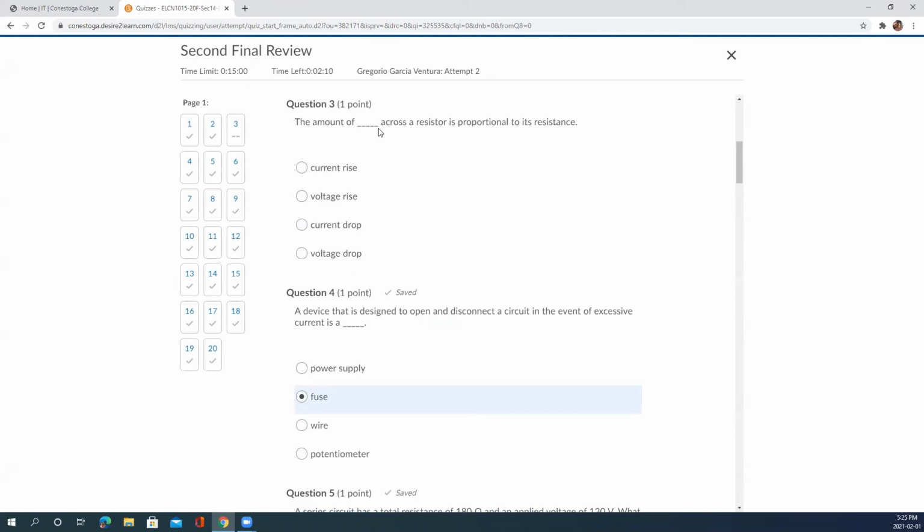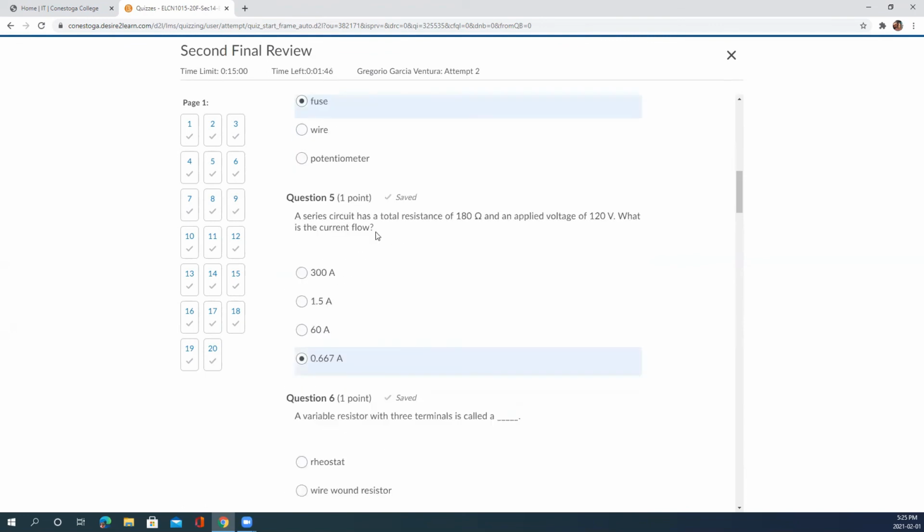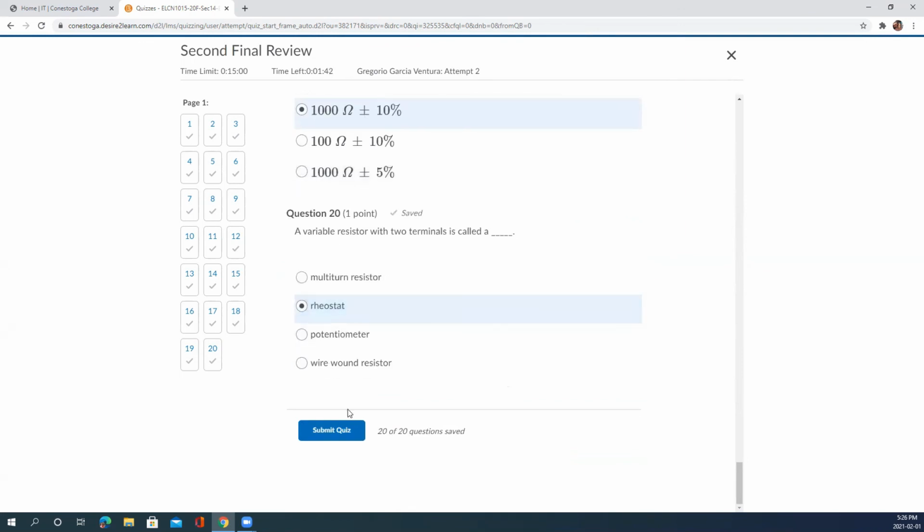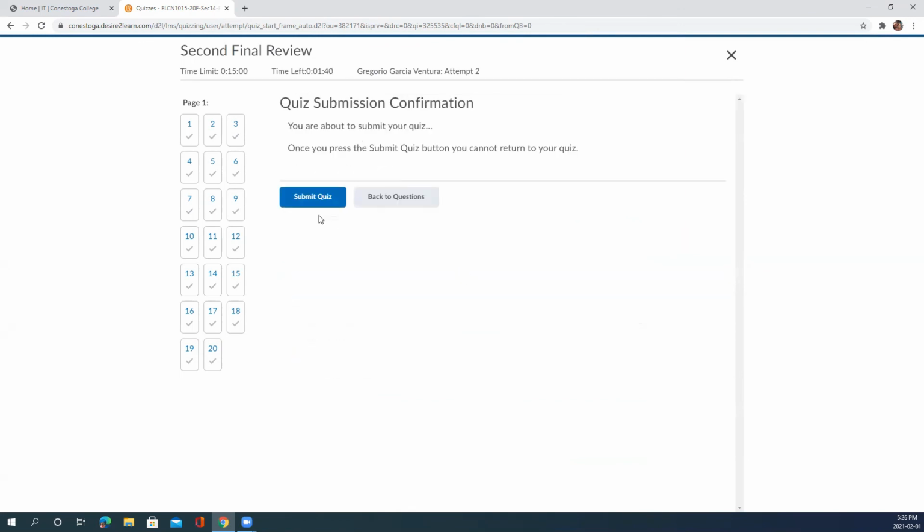The amount of voltage drop. That's the right answer, okay? Across a resistor is proportional to its resistance. But I'm going to answer this wrong on purpose so you can see what happens when we do that. So instead of saying voltage drop, I'm going to say current drop, which is something that we didn't cover in our class. And then I'm going to scroll down, submit the quiz.